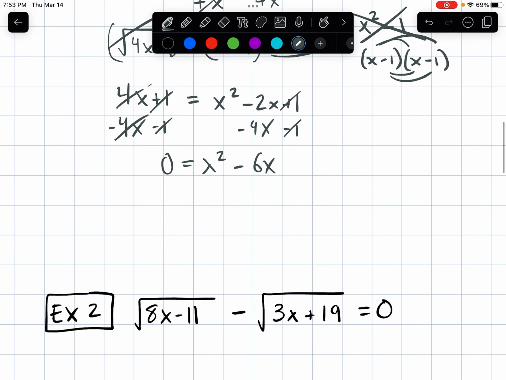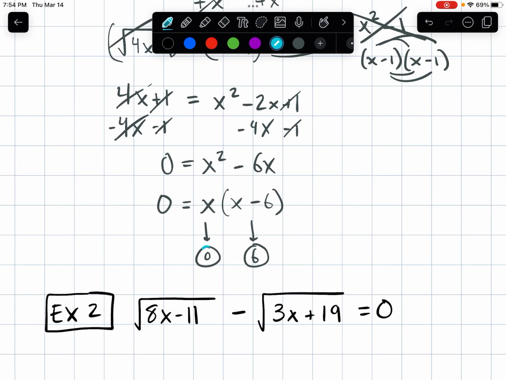So now I have a quadratic, right? We see we've got x squared here. So I'm going to go ahead and factor using GCF would be the best method here. So we're going to take out an x. I'm left with x minus 6. And so I can see that my two possible answers are 0 and positive 6. All right. So you do have to test these out. So we're going to plug in a 0 and see if it works. Then we're going to plug in a 6 and see if it works.